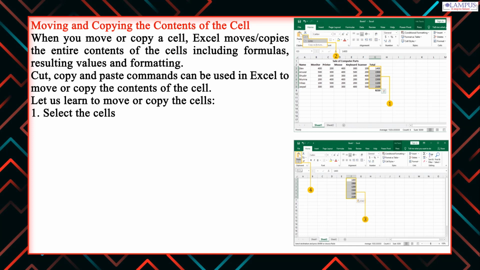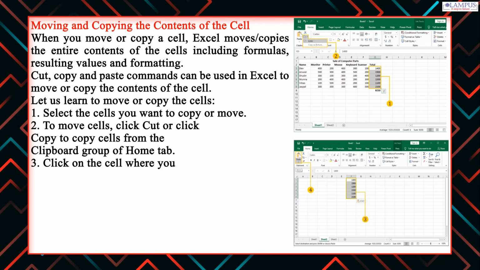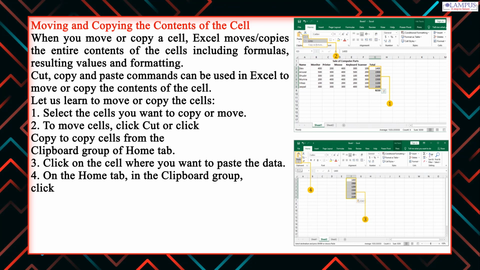1. Select the cells you want to copy or move. 2. To move cells, click Cut, or click Copy to copy cells, from the Clipboard group of the Home tab. 3. Click on the cell where you want to paste the data. 4. On the Home tab, in the Clipboard group, click Paste.